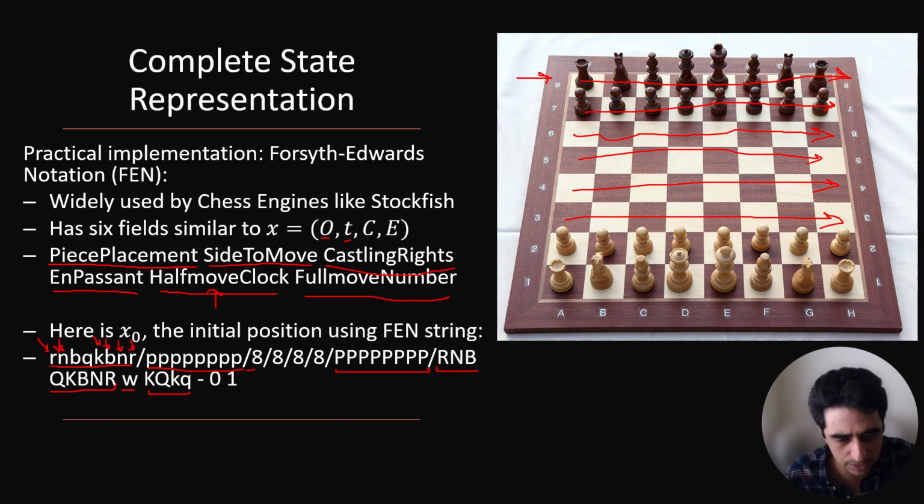And then the en passant is empty because there is no en passant possibility, because no pawn has moved yet. So it's impossible to have an en passant. Then 0 would be your half move clock, and 1 is your initial value for the full move number. So that's how it looks.